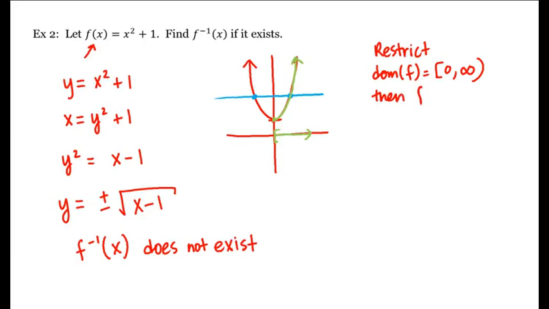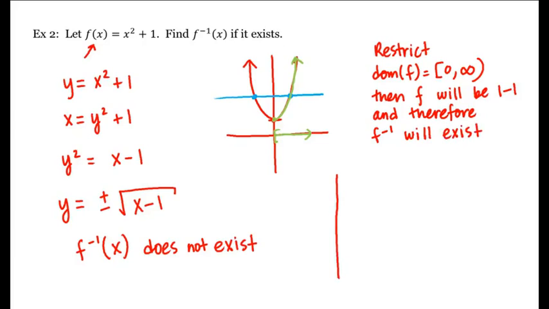Then f will be one-to-one. And therefore, f inverse will exist. So if we look at the graph of this, here is f of x on the restricted domain. And its inverse will exist.